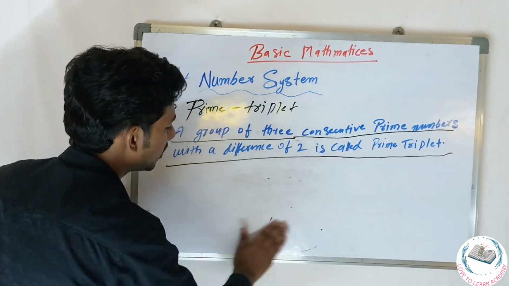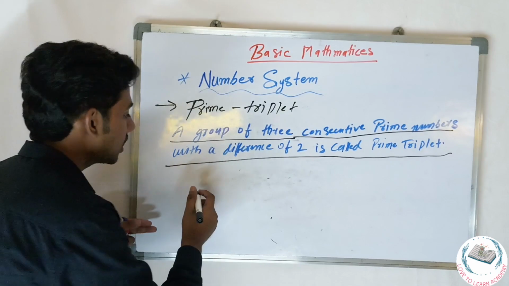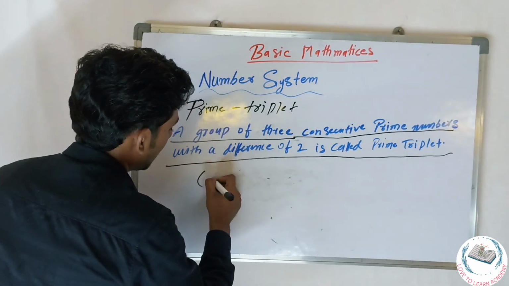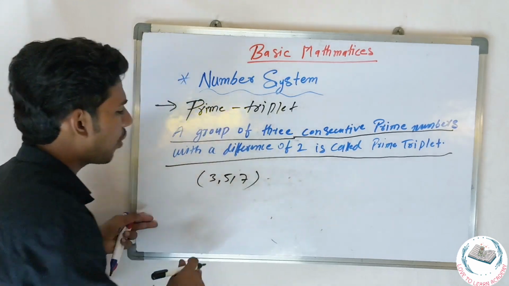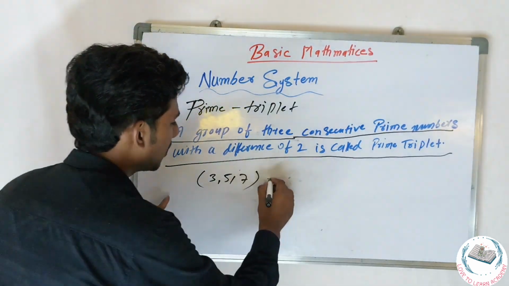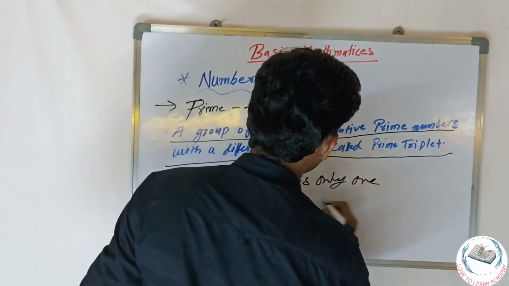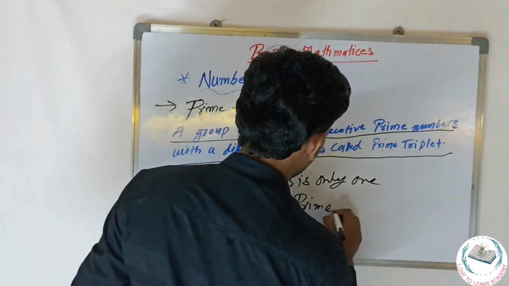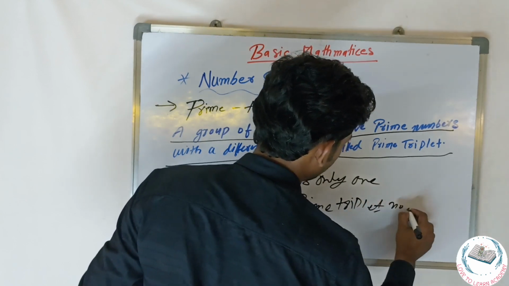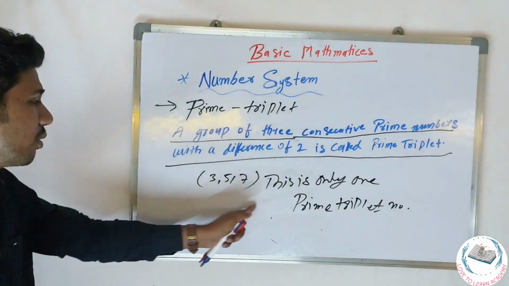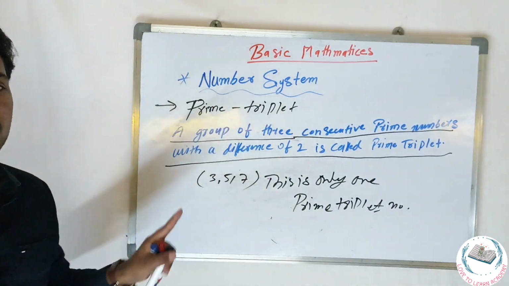In the whole number system there is only one prime triplet, that is 3, 5 and 7. This is the only one. Remember, this is the only one prime triplet. Otherwise, apart from it, you can't get any prime triplet.